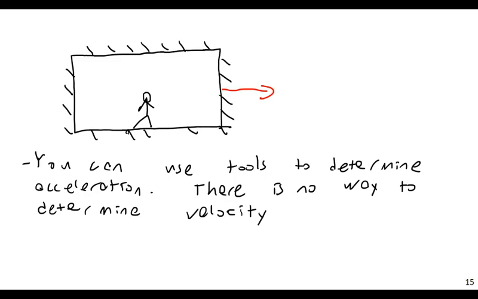If I'm in a sealed box and I can't see outside and I don't hear, if I can't sense material outside the box, there is no way for me to determine how fast I'm going. It is fundamentally impossible to determine how fast I'm going. And basically what this comes down to is there is no real absolute velocity, really.